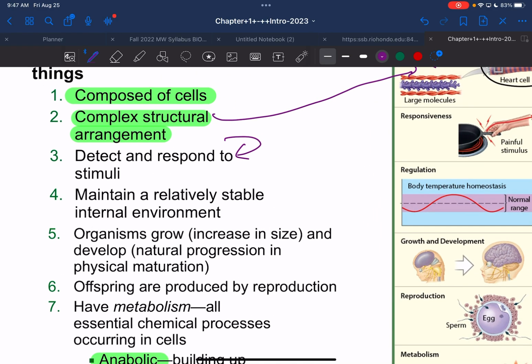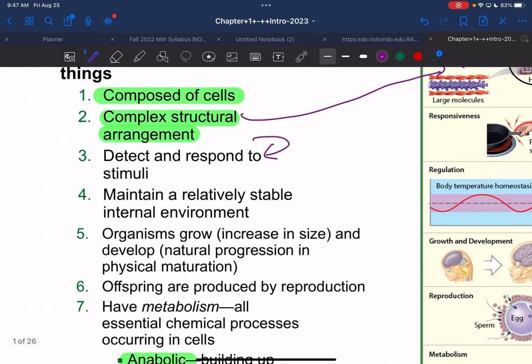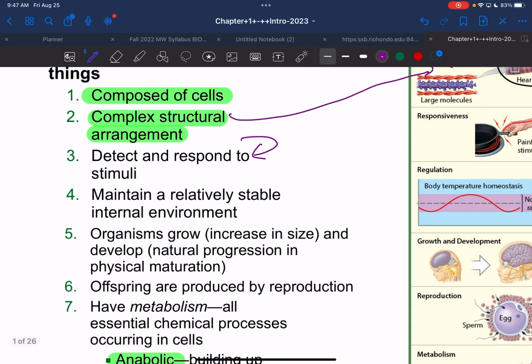If I poke the wall, it doesn't do anything. But if I poke some of you, you're all going to get irritated. You're going to move. It's going to be uncomfortable. You're going to be able to react to it. Or even simply, like you smell food and you walk towards the food, right? That's detecting and responding to stimuli.